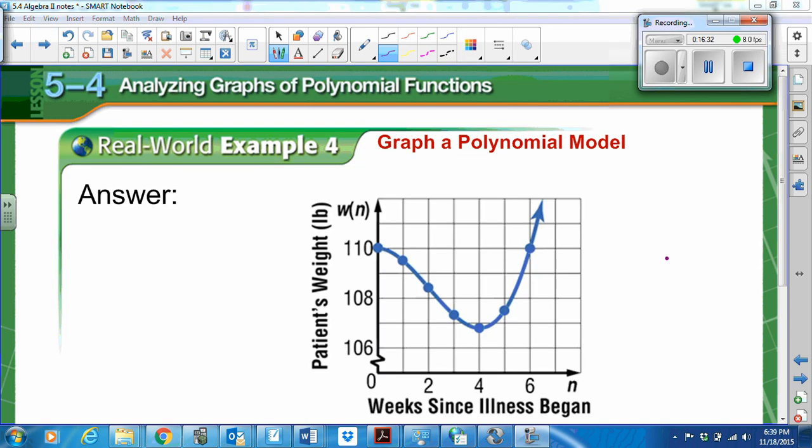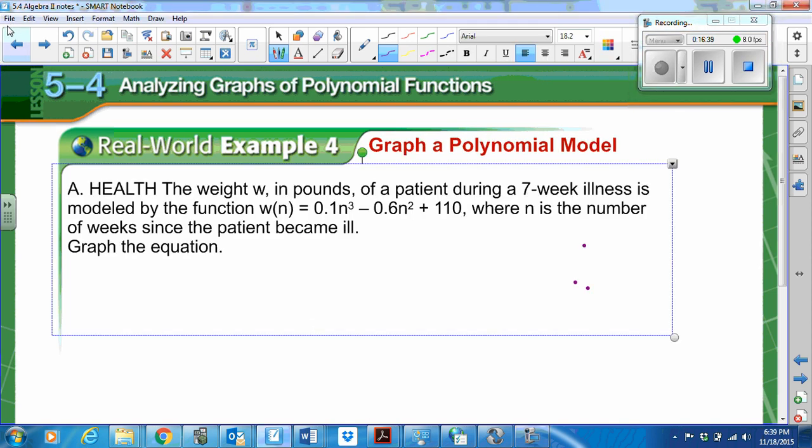In order to do this problem on a graphing calculator, we need to think about what our window should be, because we only need to see 7 weeks, and so we need our window for x's to go from 0 to 7, and we need to think about what's happening with our y values. We know that at 0 weeks, we have an output of 110, which was the weight of the patient when it started. From there, we need to think about what our window should look like.